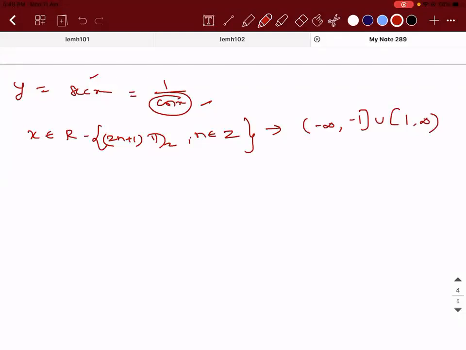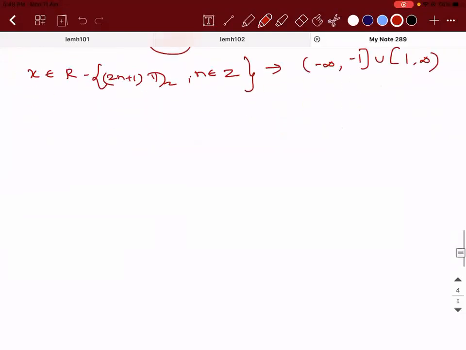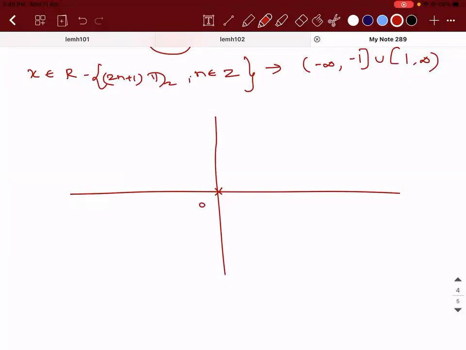Now this is the actual domain. Now we need to restrict it. See, because it will not be a one-to-one function. Let's try and see. So if I take the graph, x is equal to 0. What is the value of y for secant x?